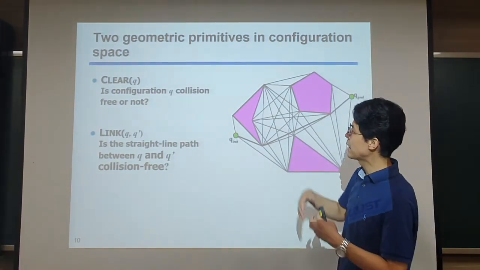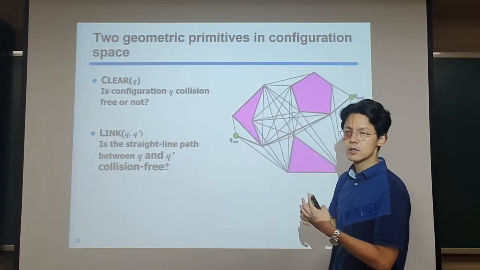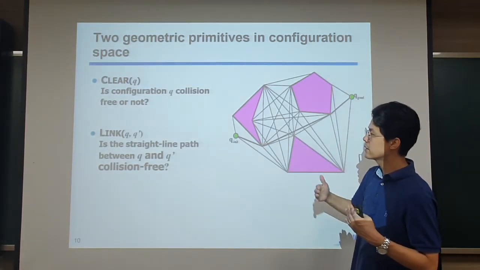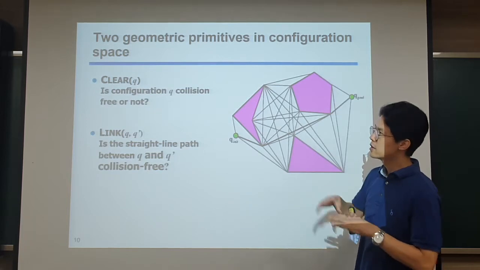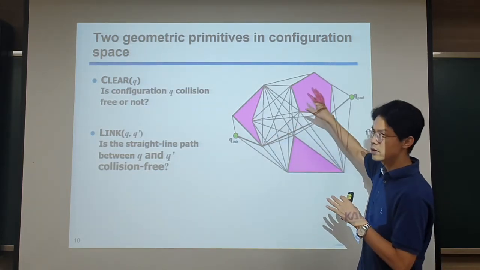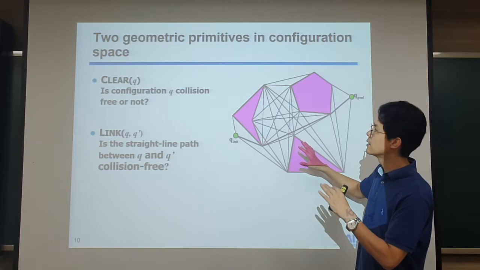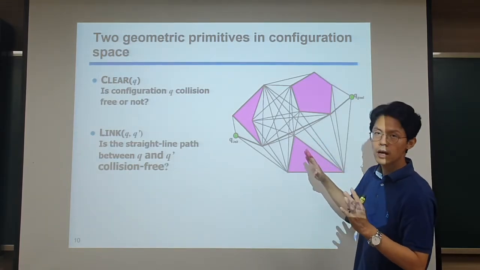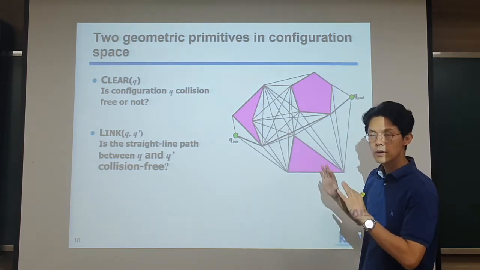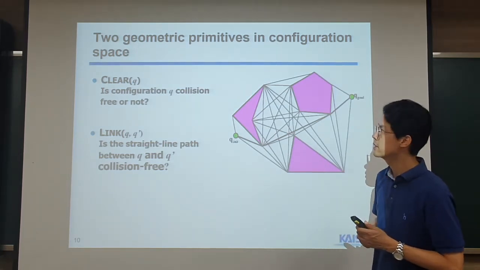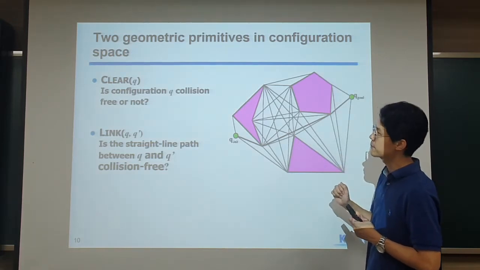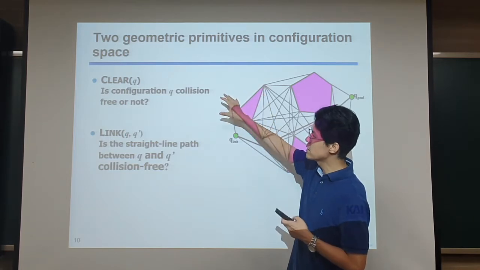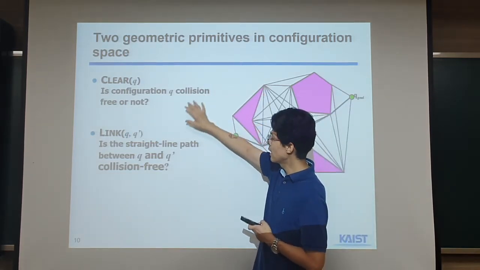So based on these operators, we can know in what locations we don't have any collision, and also which line segments have no collision. Based on that, we can generate nodes and also the edges in the graph. Then based on that graph, we know the connectivity of this C-free space in the C space. Then we can perform motion planning, path planning. And in the end, we need a very efficient mechanism for performing these clear and link operators.